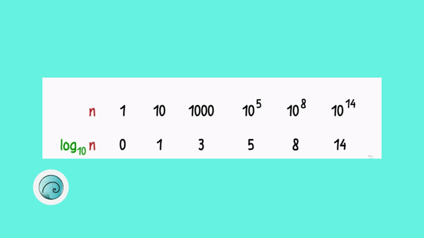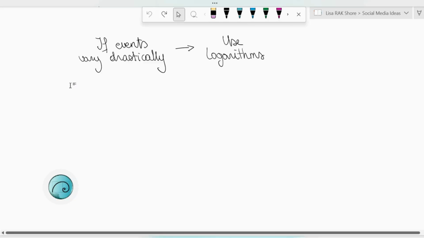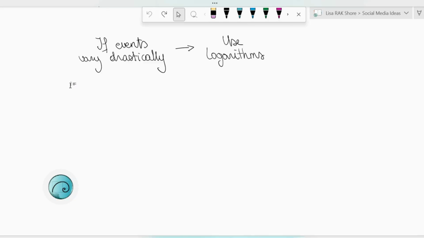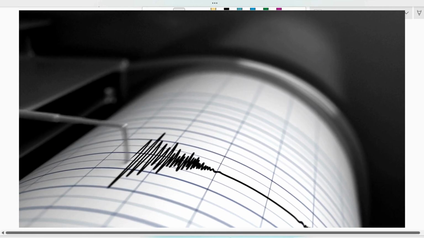After completing this list, you can see that we can plot these numbers easily on a number line from 0 till 14. If events vary drastically, we use logarithms. The Richter scale, which is used to measure earthquakes, uses logarithms in real life and is the most common example.